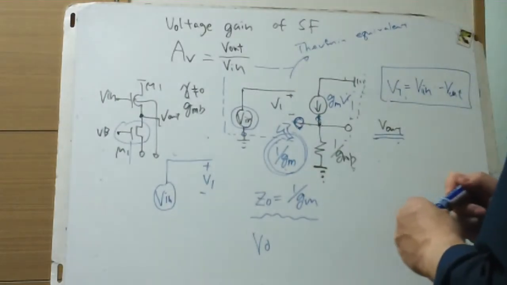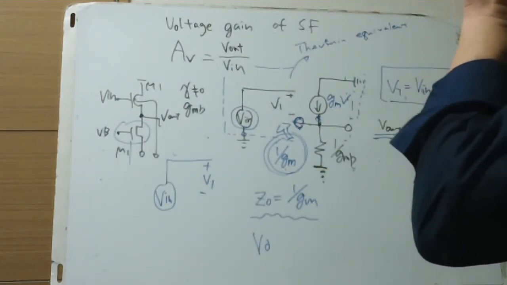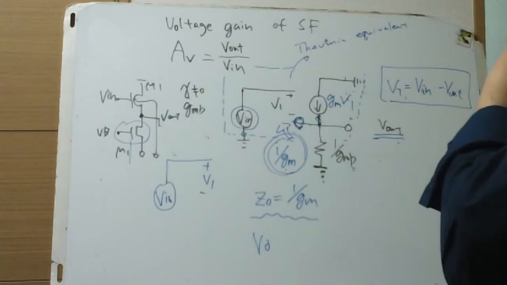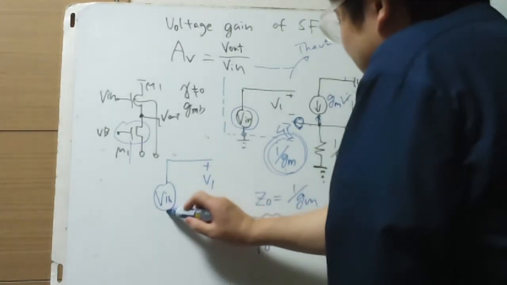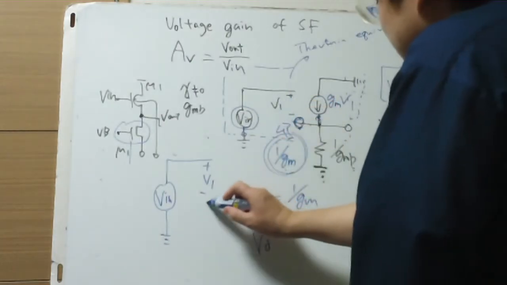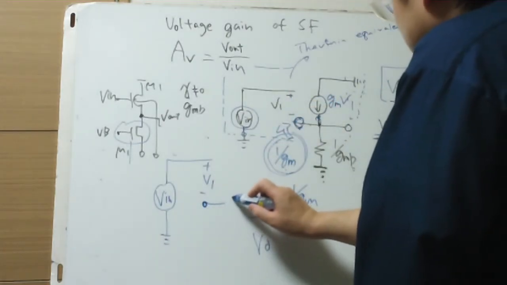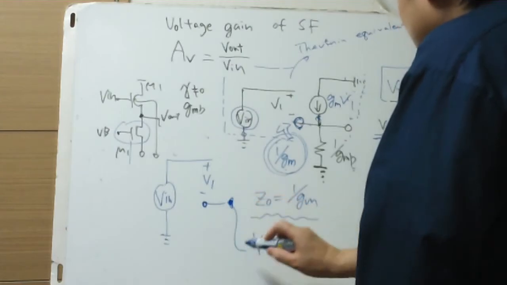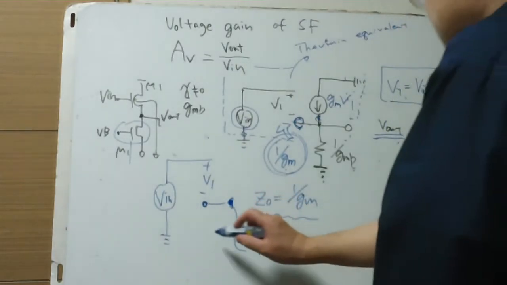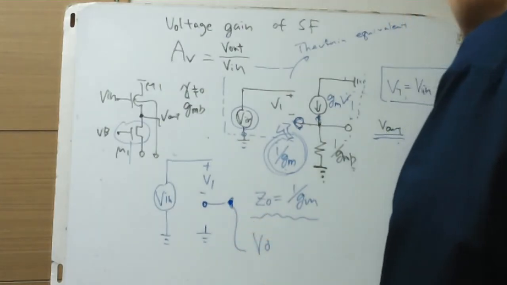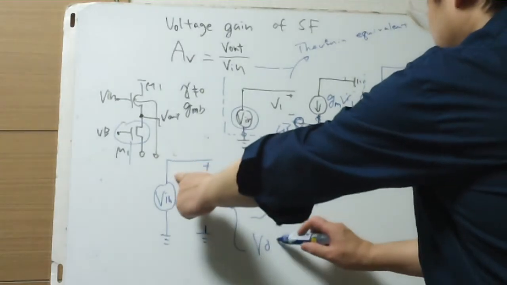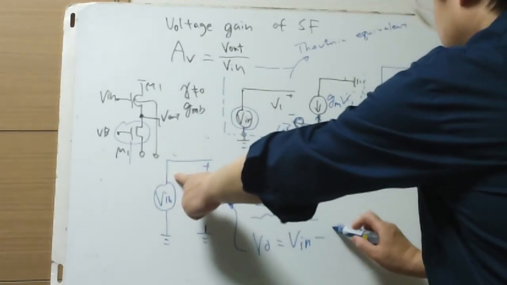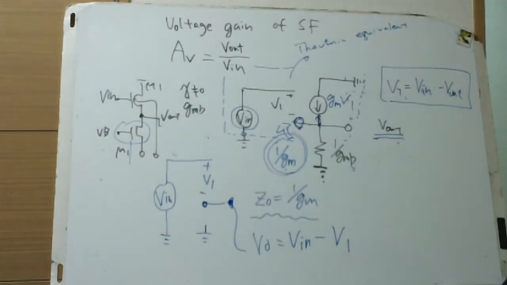And I, several months ago I found this is easy, and I've been forgetting my understanding itself. This is the node we're taking care of for VO. Okay, from VO. So it's simple. VO equals Vin minus V1. Okay.